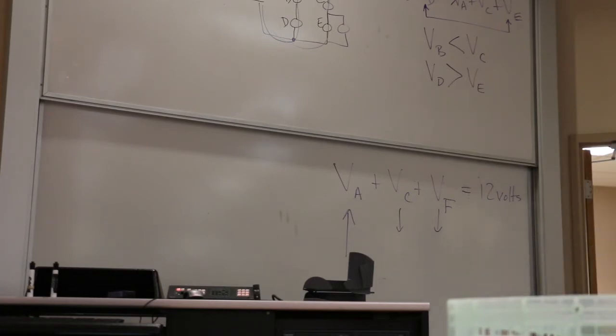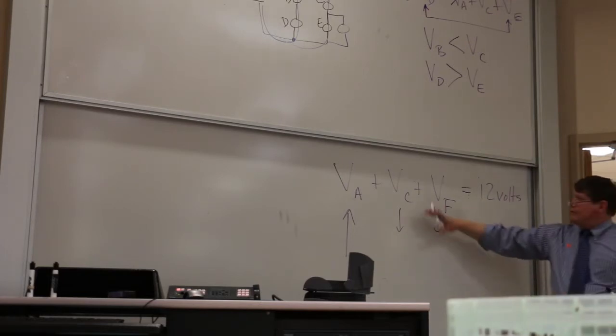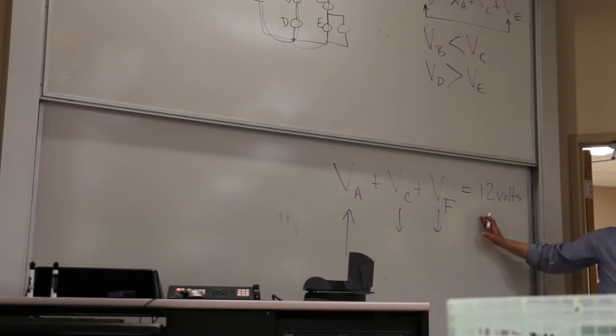Now, I know that F is always going to do the same thing that C does. F always gets half the current that goes through C. So if C gets brighter, F gets brighter. If C gets dimmer, F gets dimmer. So these two both get dimmer so that this can still equal 12 volts.